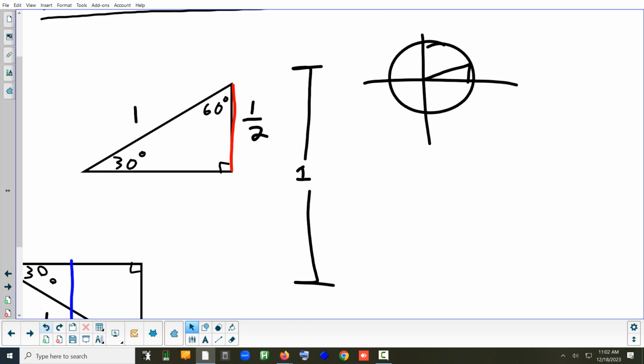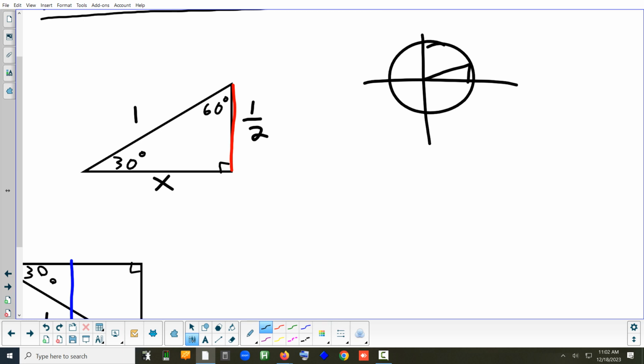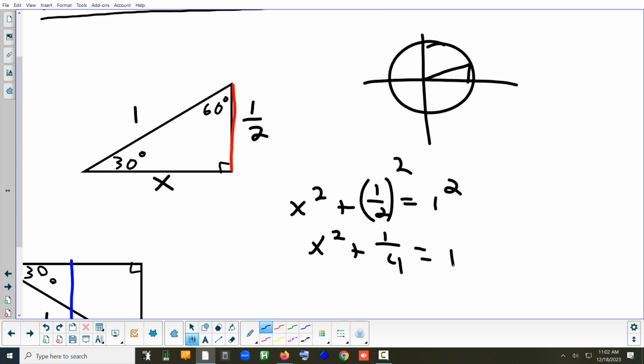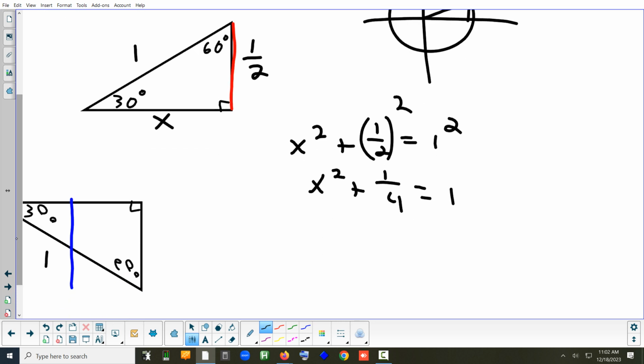Okay, and now I don't need the bottom triangle anymore. Let's just focus on the top one. Call that x and use Pythagorean theorem to find it. All right. Can someone set up my Pythagorean theorem using the numbers I have there? X squared plus 1/2 squared equals 1 squared. Okay. So x squared plus 1/4 equals 1. So what does x squared equal? 3/4.